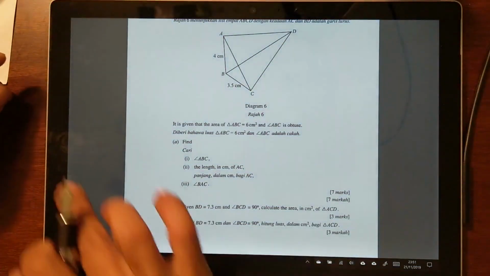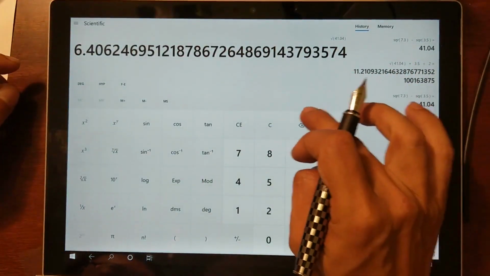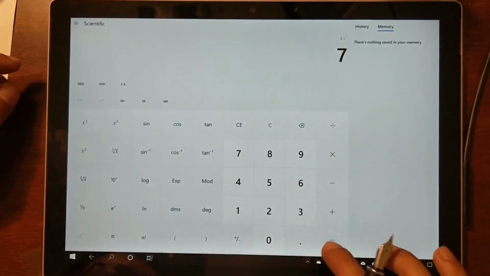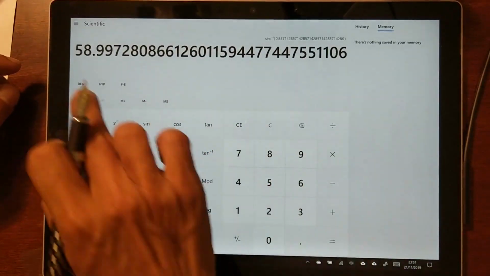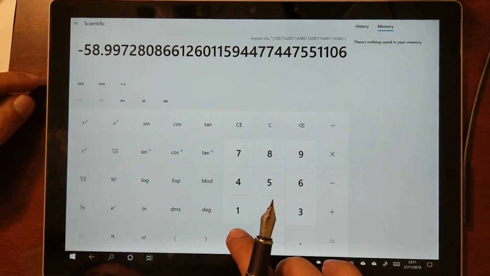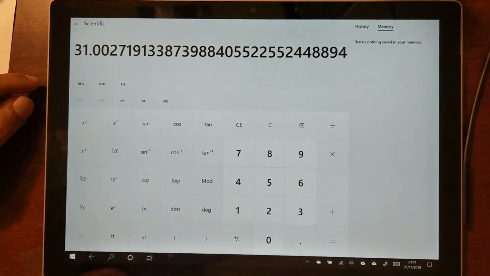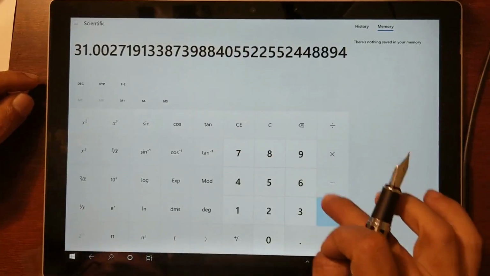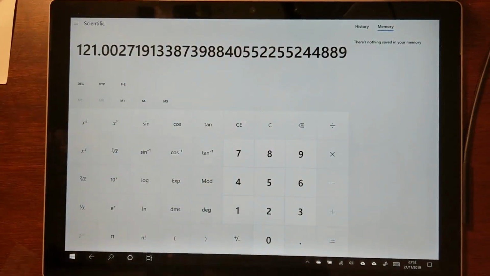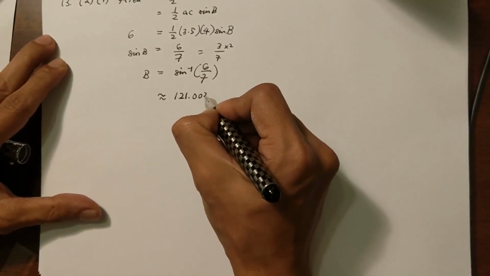And if you take out your trusty calculator, here we go. Okay. And we have, what do we have? 6 over 7. Inverse sine, that gives you 58.99, almost 59. You're given that, of course, the angle is obtuse, right? So this is the complementary angle, 180 minus that, and the answer is about 121.003, I guess. Okay, which is approximately 121.003 degrees.